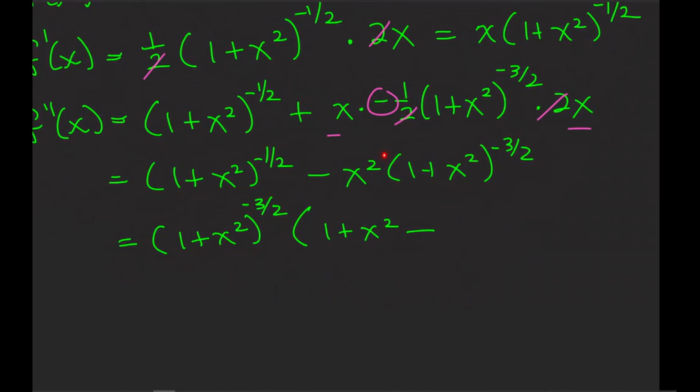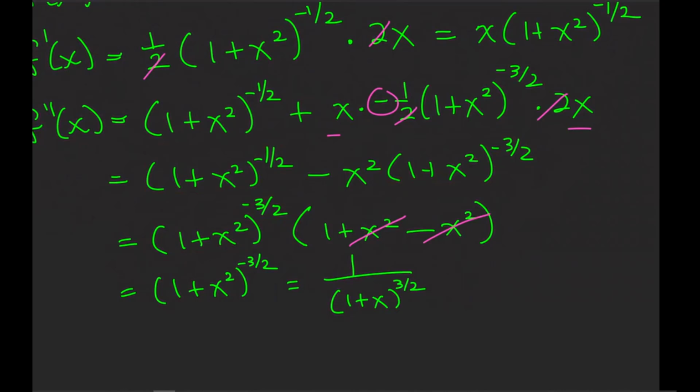Minus, I factored out this whole piece, so I just have this minus x squared left. What that ends up doing is this x squared and this minus x squared cancel, so I just have a 1 here. So I just end up with 1 plus x squared to the negative 3/2. Or you could write that as 1 over 1 plus x squared to the 3/2, your choice.